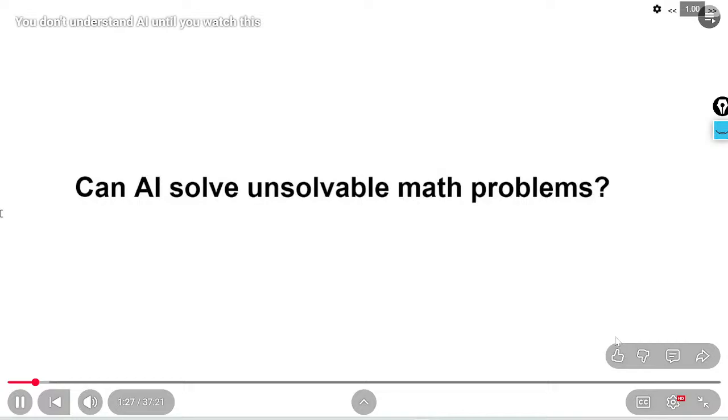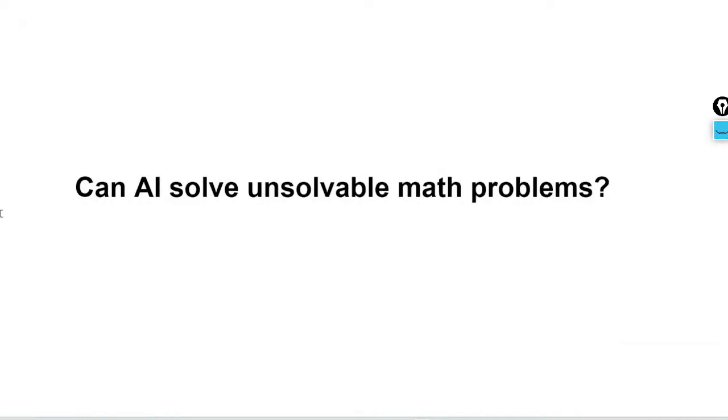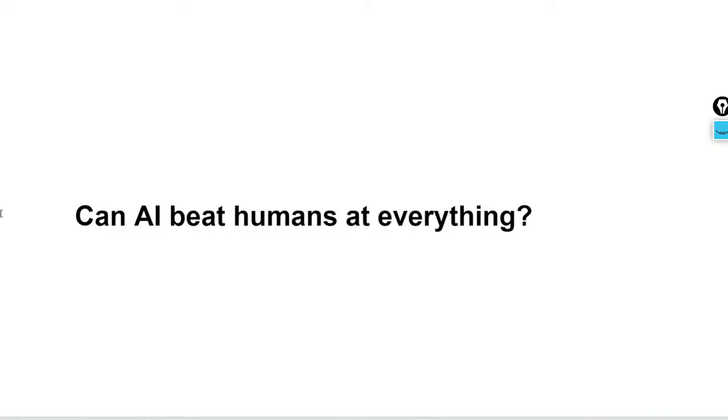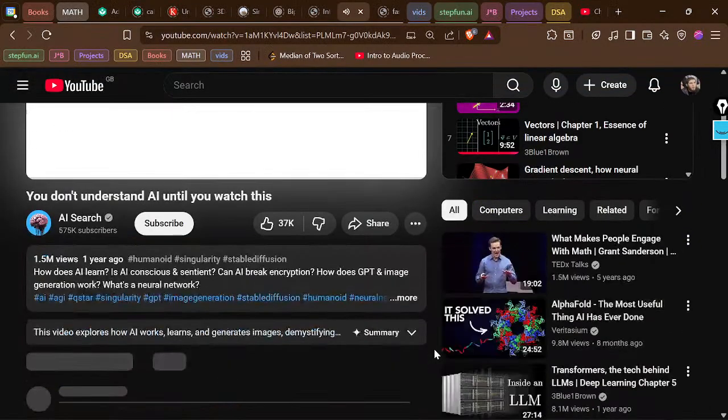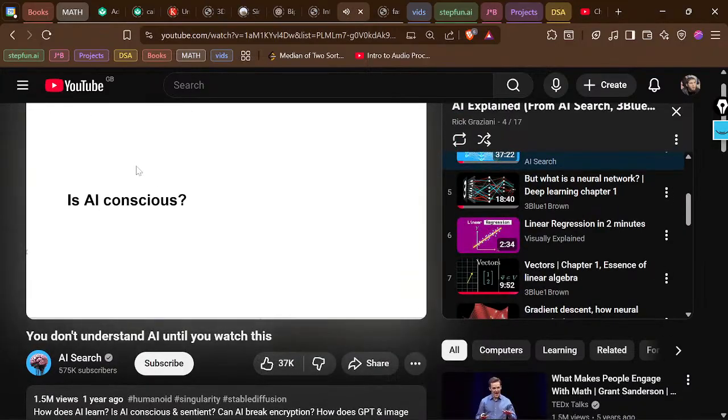Can it actually break encryption or solve these other math problems which right now we believe are mathematically unsolvable? Also, we'll talk about, can AI beat humans at everything? Can AI eventually be so good that it can outperform humans at any task? And finally, is AI conscious or self-aware or sentient? Make sure you stick to the end because the explanation to this is going to be very juicy. We'll cover all of this in easy to understand terms.